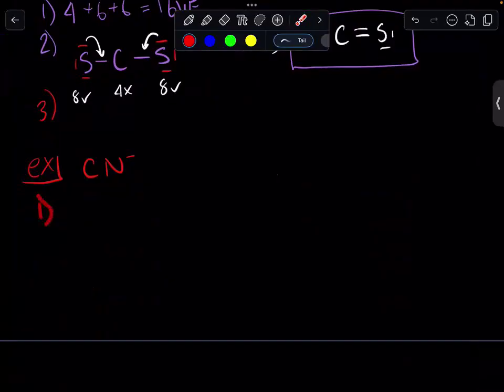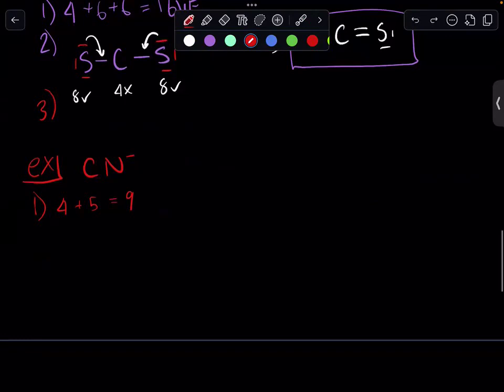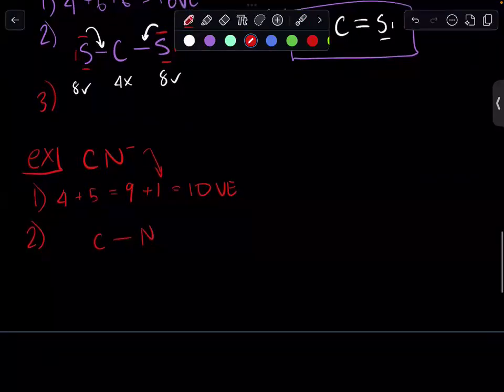So step one, we're going to do our valence electron check. Carbon is 4, nitrogen is 5, which is 9. But now we're going to add 1. So we'll add 1 from that electron right there, which is going to give us a total of 10 valence electrons. Step 2, we'll do our skeletal structure. There is no central atom because there's only 2 atoms.